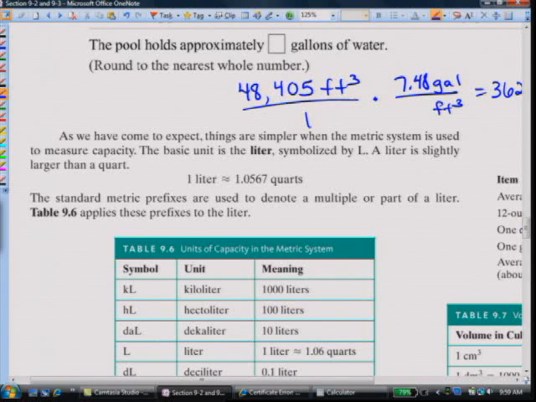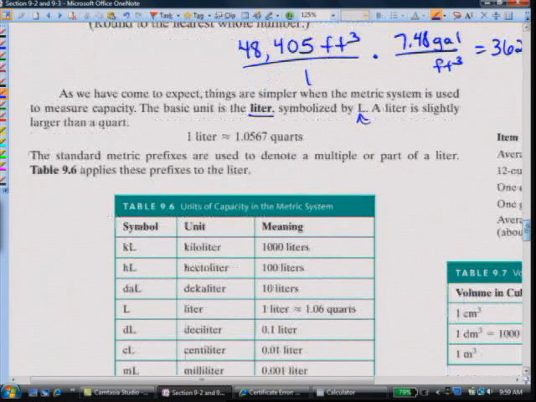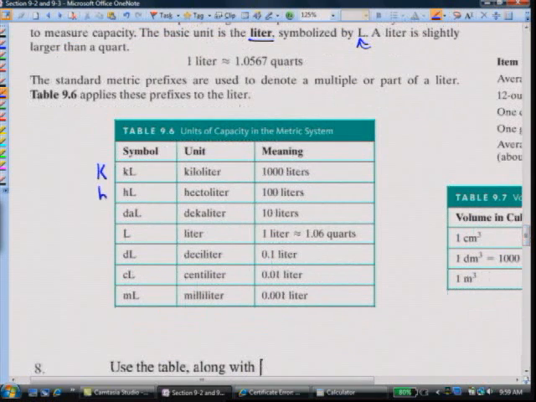As we have come to expect, things are simpler when the metric system is used. To measure capacity, the base unit that we use in the metric system is the liter, symbolized by just the L. We're familiar with the liter from Coke bottles and stuff, 2 liters, 3 liters. A liter is slightly larger than a quart. 1.0567 quarts is about 1 liter, so just a little bit bigger. And we have our kilo, hecto, deca, deci, centi, milli. And this is that King Henry died by drinking. This is the by, which is your base.